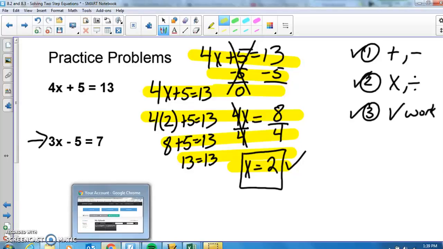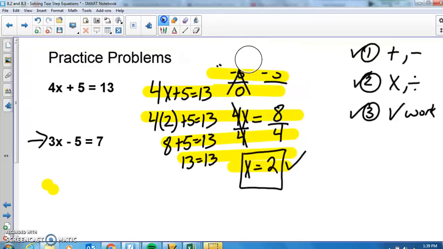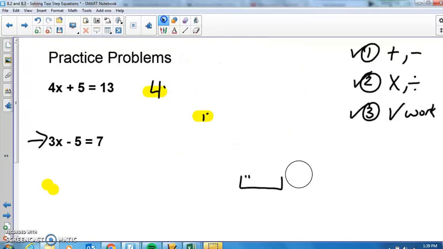All right, we just finished up the first problem, so let's now move on to the second problem here. 3x minus 5 equals 7. Let me erase this. And we have our steps on the right-hand side over here.